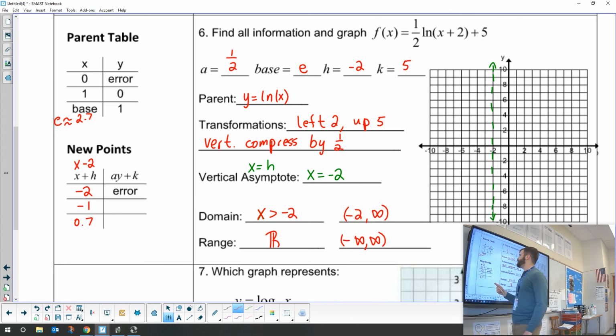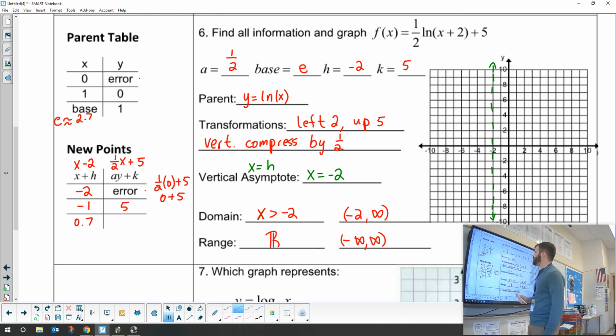All right, now for my y's. For each one of my y's, we're going to go 1/2 times that x plus 5. 1/2 times whatever my x is, plus 5. So the first one's asymptote stays the same. What about 0? We can go 1/2 times 0 plus 5. So that's just going to be 0 plus 5, which is 5. Perfect. What about that 1? Let's do that one. Let's go 1/2 times 1 plus 5. So we're going to have 0.5 plus 5, which is 5.5.